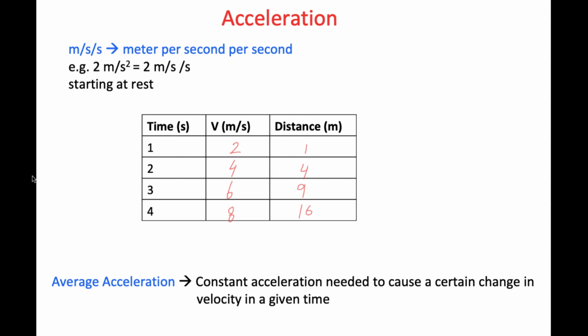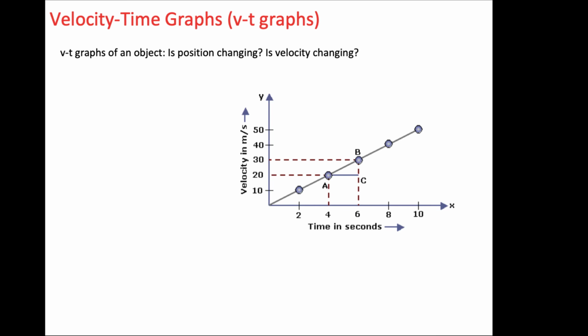Average acceleration can be defined as the constant acceleration needed to produce a certain change in velocity in a given time. An object's velocity may or may not change at a constant rate, but for a given change in velocity over a certain time period, if we assume a constant rate of change of velocity, then that information would be provided by average acceleration.